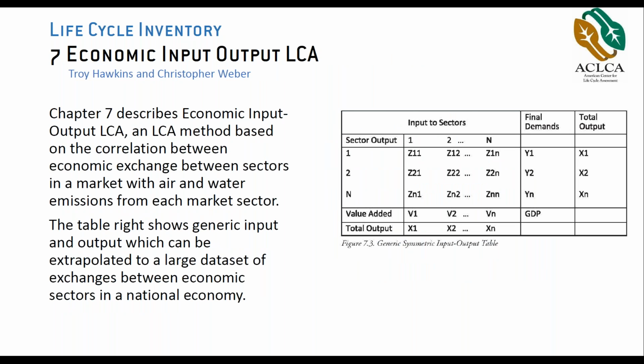The method known as economic input-output LCA is covered in Chapter 7. This approach to LCA is very different than process LCA. Economic input-output LCA makes a correlation between the economic exchanges between sectors in a national economy and the emissions from each market sector. Here's a generic table of inputs and outputs, which can be extrapolated to a much larger set of data representing sectors in the national economy.